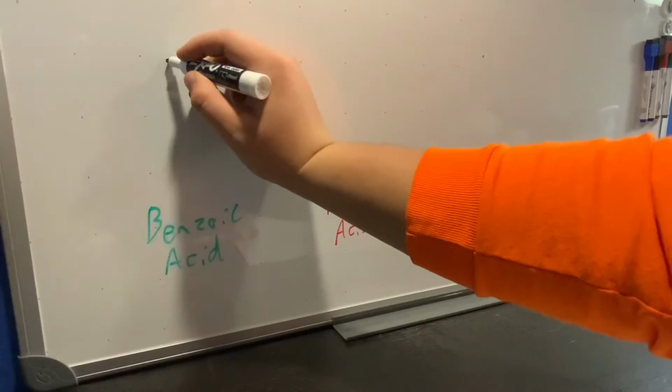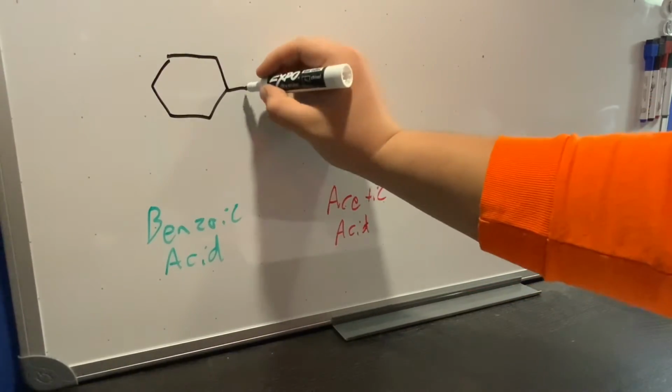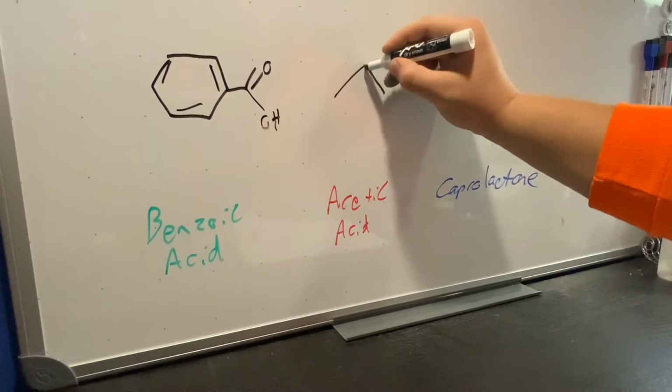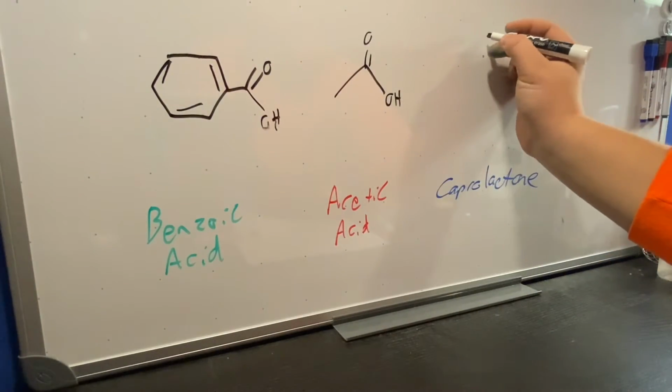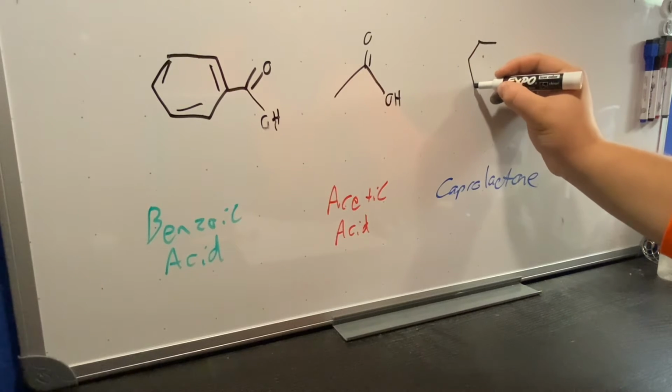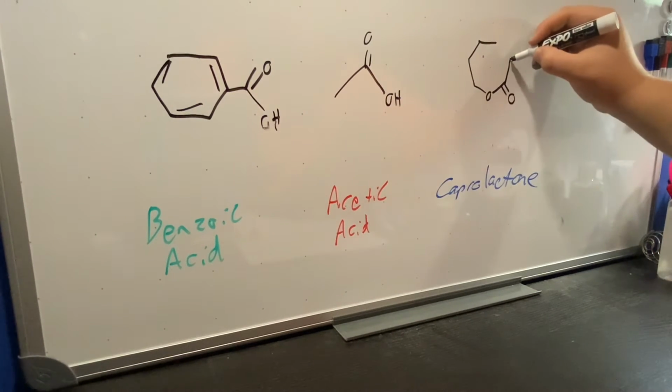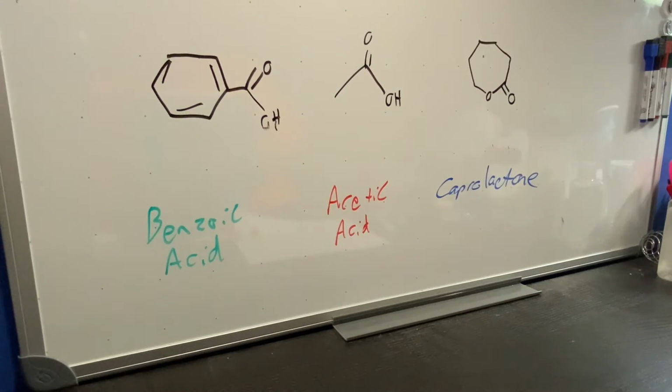So for question number 2, I have been given unknown mixture number 3, which is a mixture of benzoic acid, acetic acid, and caprolactone, all in a crude solid mixture. And over the next few clips, we will demonstrate how to separate these three solids into their individual components.